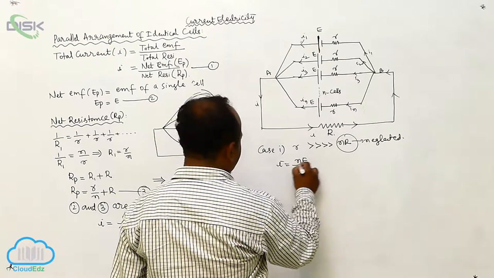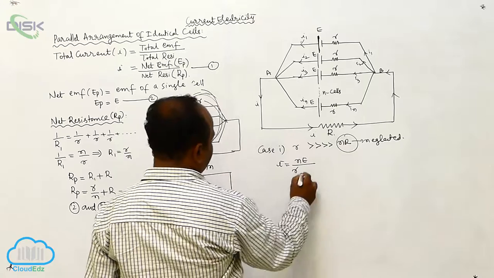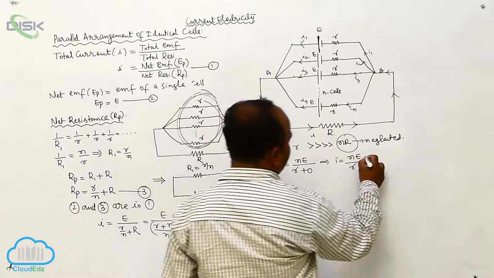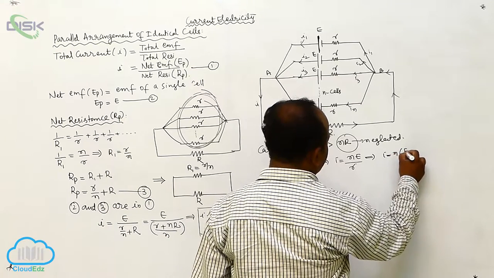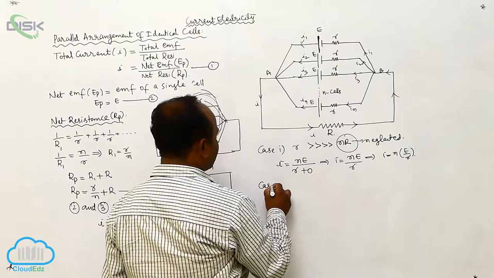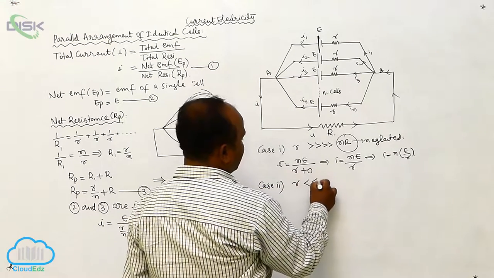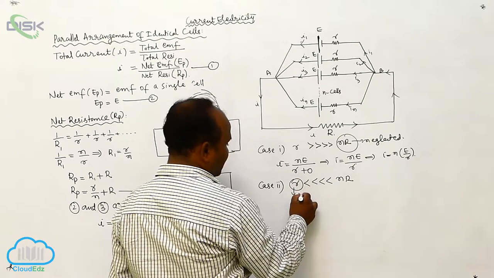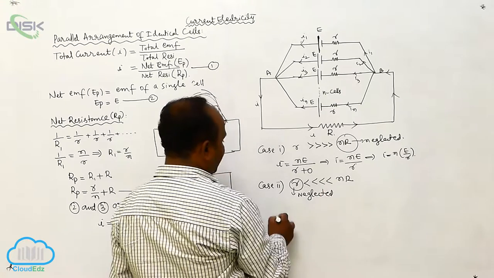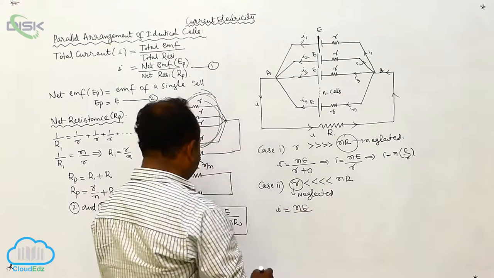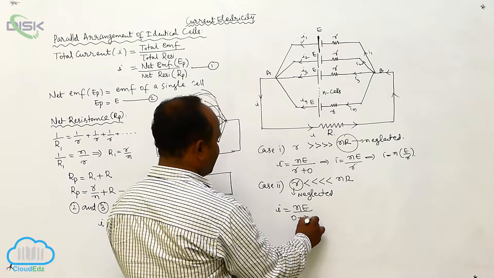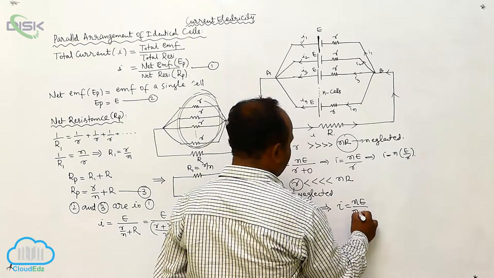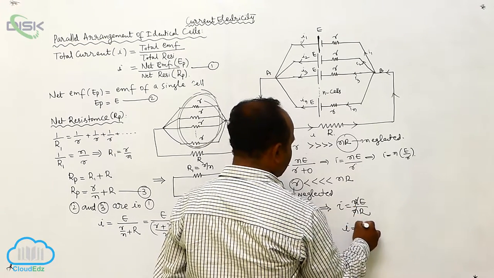I is equal to N E by small r. Therefore, NR is neglected, it becomes 0. Therefore, I is equal to N E by r. Now, case 2: small r is less than NR. Which one is less? This is less, this is more. Therefore, small r is neglected. Therefore, I is equal to n into e by, small r neglected that is 0, plus n into R. That implies I is equal to n into e by nR. Therefore, n and n get cancelled, I is equal to e by R.